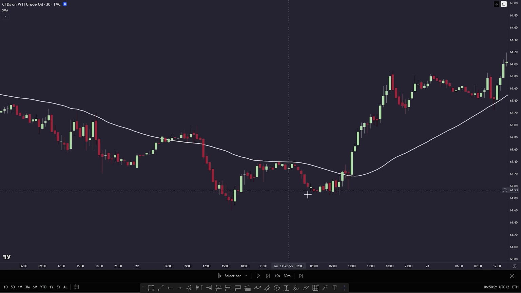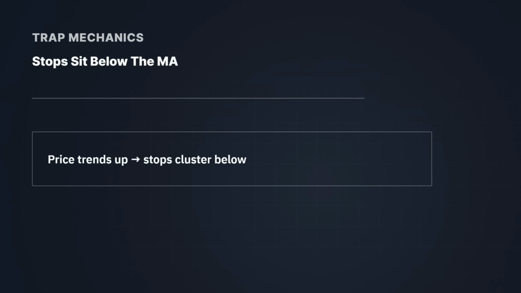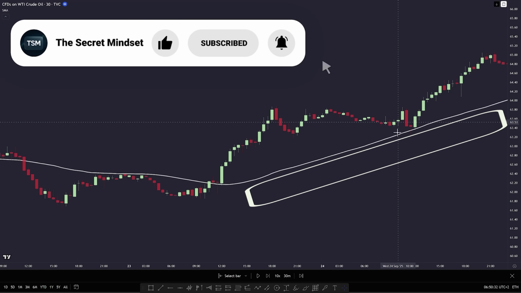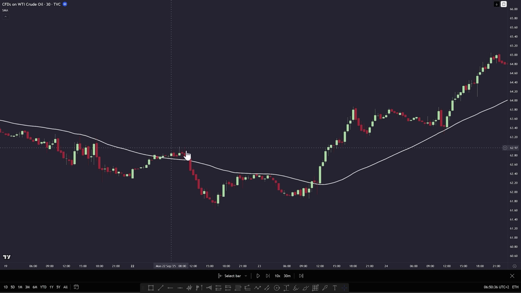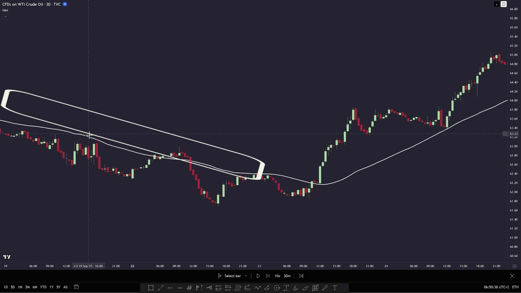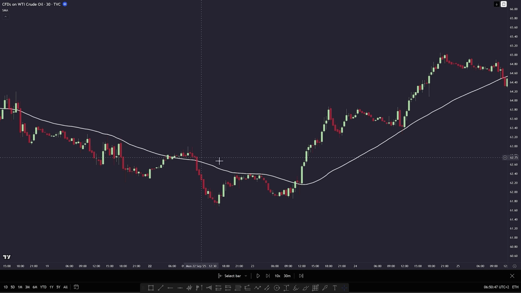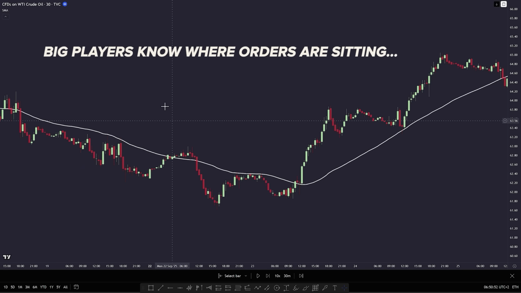Here is the mechanics of the trap. When price is trending up above the 50 MA, where do most traders put their stops? Right below the moving average. Because if price breaks below, the uptrend is over. And when price is trending down below the 50 MA, stops are clustered right above it. So you end up with this situation. Both sides of the moving average have orders stacked up, waiting to be triggered. And big players know exactly where those orders are sitting.